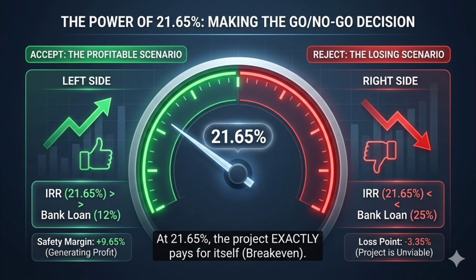If the bank loan is 25% and the IRR is 21.65%, there will be no profit generation. If the bank interest is 21.65%, the project exactly pays for itself. No profit, no loss. It's like the break-even point, but at higher risk.